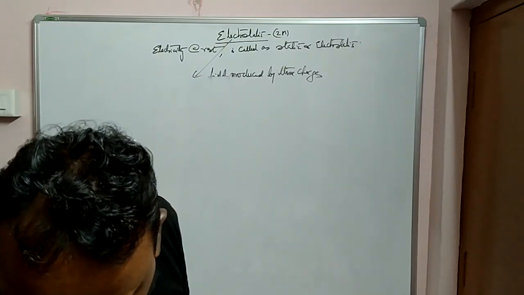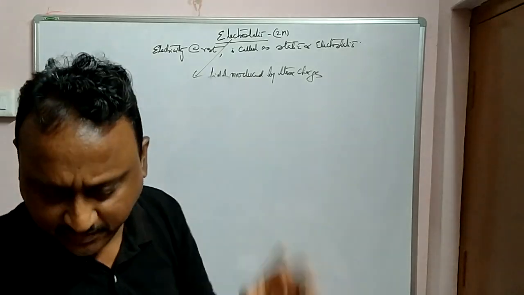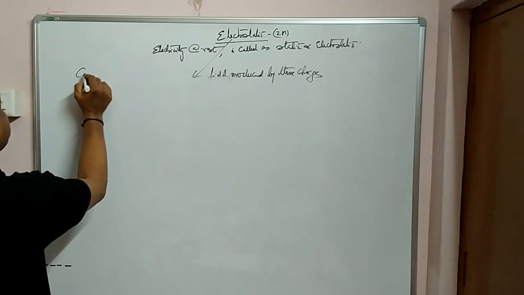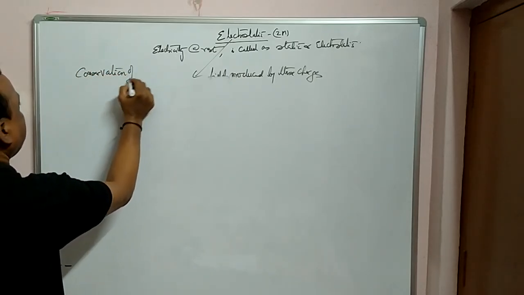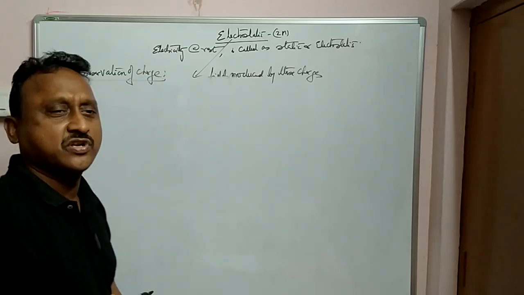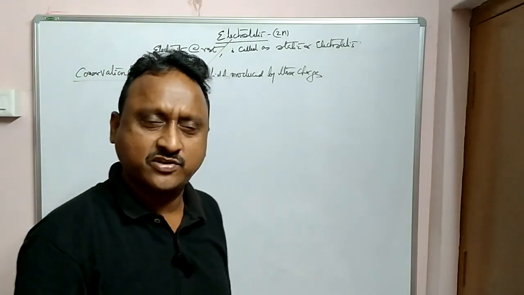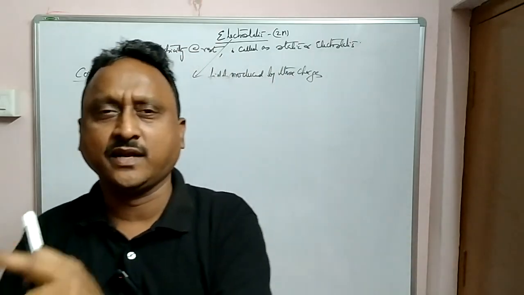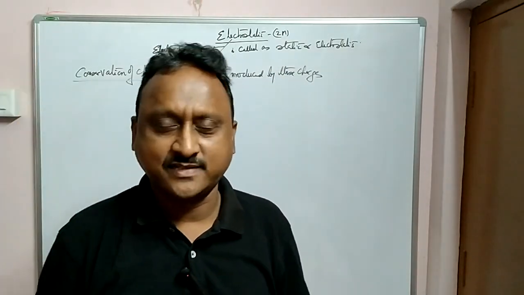These are the types of charges, positive charge and negative charge. Now, what is conservation of charge? This is just like conservation of mass or conservation of energy. Energy can be neither created nor destroyed. Energy can be transformed from one form to another, potential to mechanical, mechanical to sound, like that, as said by Einstein.